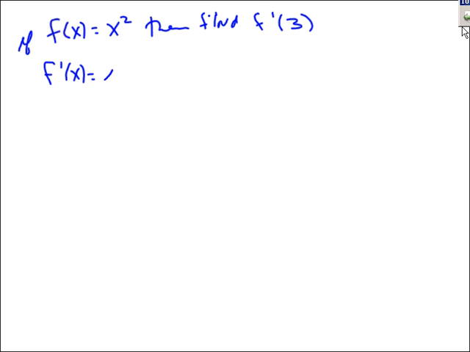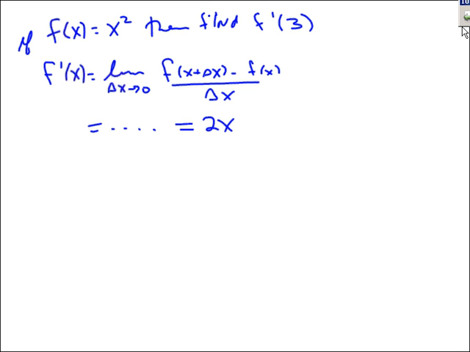Now, the thing about the alternate formula is, if somebody said to you, if f of x is equal to x squared, then find f prime of, I think we just did 3. Now, there are two ways of doing this. You can say f prime of x is equal to the limit as delta x goes to 0 of f of x plus delta x minus f of x all over delta x, and keep going, and eventually you'll get 2x. That is, f prime of x is equal to 2x.